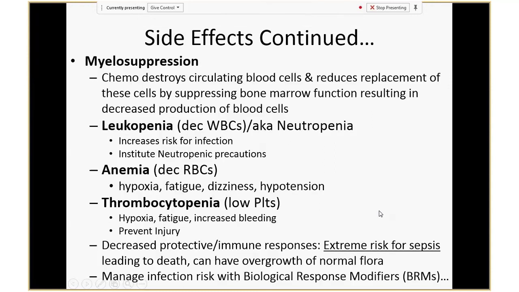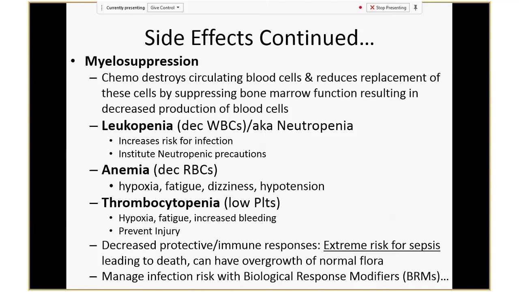Myelosuppression just means that your chemotherapy is destroying the circulating blood cells, and it reduces replacement of these cells by suppressing the bone marrow. So what can result is leukopenia, which is decreased white blood cells, also called neutropenia. And if you're reducing white blood cells, you have a high risk for infection. So we will institute neutropenic precautions.